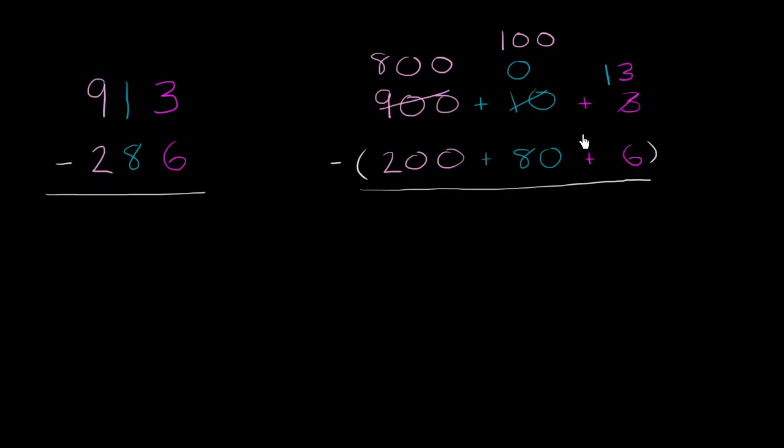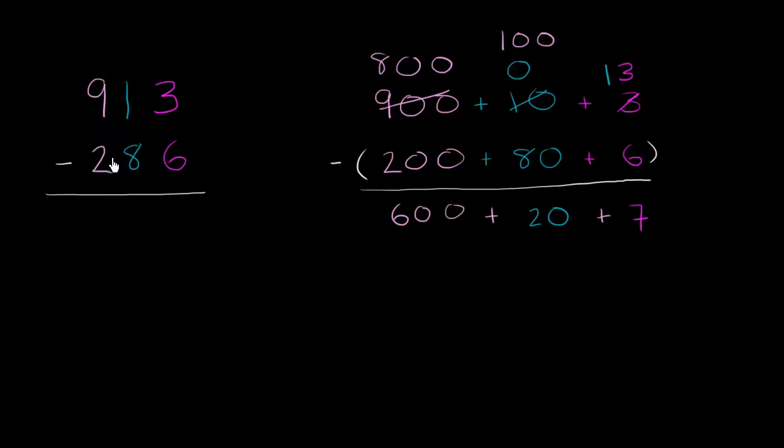Why is this valuable? Well, now in every column, I'm subtracting a smaller number from a larger. You might say, wait, isn't there a positive sign here? But we have this negative out here. So we're subtracting 6 from 13. We're subtracting 80 from 100, subtracting 200 from 800. So let's do it. 13 minus 6 is 7. 100 minus 80 is 20. 800 minus 200 is 600. So we're left with 600 plus 20 plus 7, which is 627.